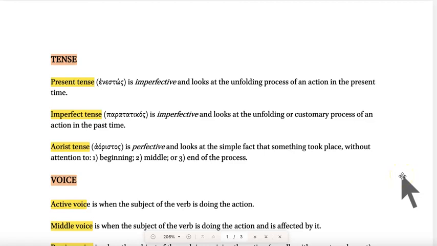Hello students, we're getting ready to start Unit 11, and so I wanted to go over some things that we'll find there. I've got a document on the screen. You can see we begin with tense. So I want to review a little bit about tense.